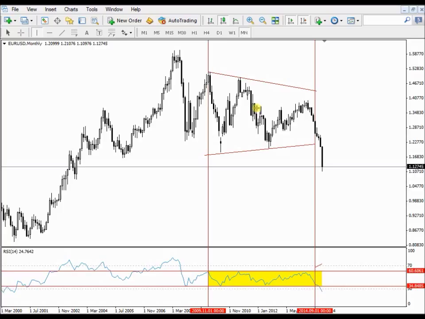How do I trade a triangle? We know it is a trend continuation pattern. Usually you've got 5 legs in a triangle. 1, 2, 3, 4, 5. We know we are selling because we're in a trend continuation pattern. We came from a bearish market.